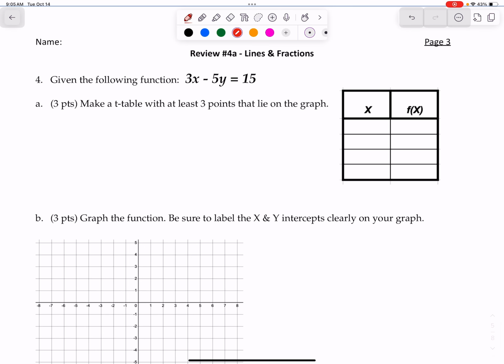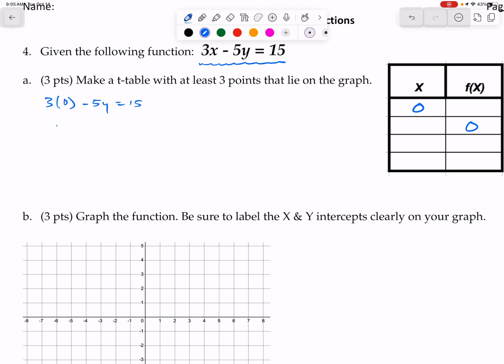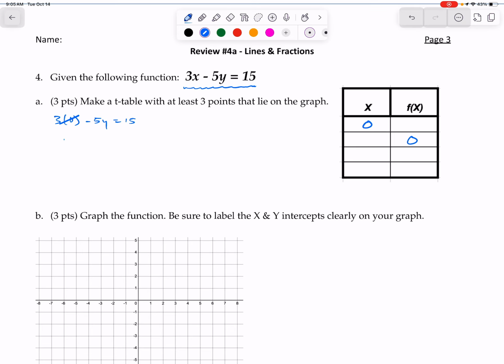Make a t-table with at least 3 points that lie on the graph. I hope, though I don't know how it will go, that you all look at this and you get this big happy grin on your face, because I can do immediately 2 easy points, when x is 0 and when y is 0. So when x is 0, I have 3 times 0 minus 5y equals 15. So that means minus 5y equals 15, divided by -5, and y equals -3.